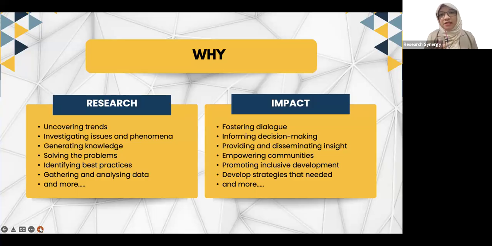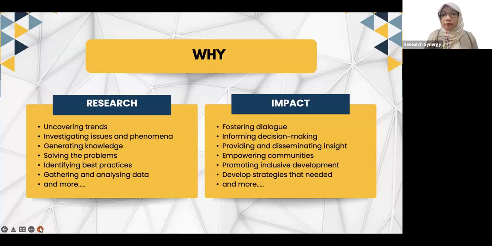If you talk about the impact here, it could be fostering dialogue, because your research must be involving different stakeholders, different perspectives. So that's why it can foster more dialogue ahead. And also it can inform decision making based on your insight, your findings, or even your recommendations. It can also give the stakeholders an insight into how they can decide something, if the case is related with your research context.